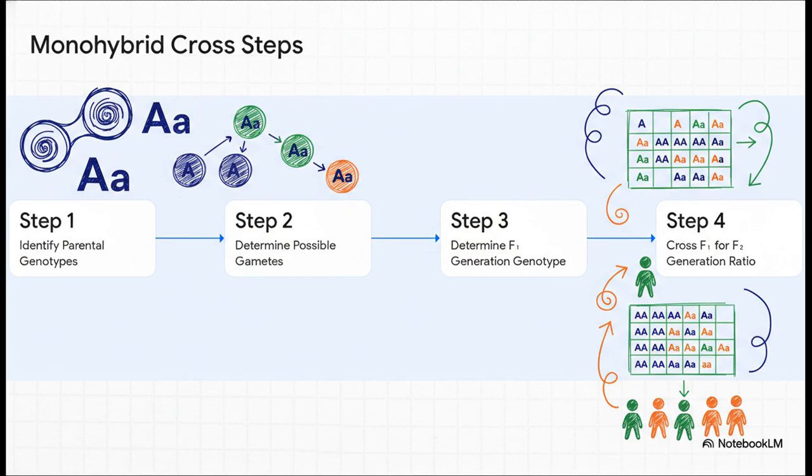First, figure out the parents' genotypes. Second, figure out the possible gametes, the sperm and egg cells, that each parent could make. Third, we map out what their direct kids, the F1 generation, will look like genetically. And finally, we can cross those kids to predict the traits of the grandkids, the F2 generation.